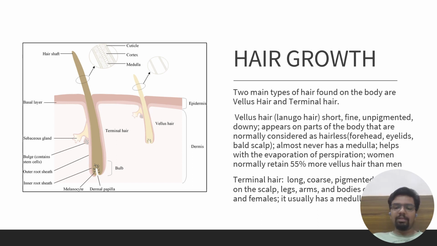And terminal hair is long, coarse, pigmented, and dark, present on the scalp, legs, arms, and bodies of males and females. It usually has a strong medulla in it. And now we will talk about the hair cycle.